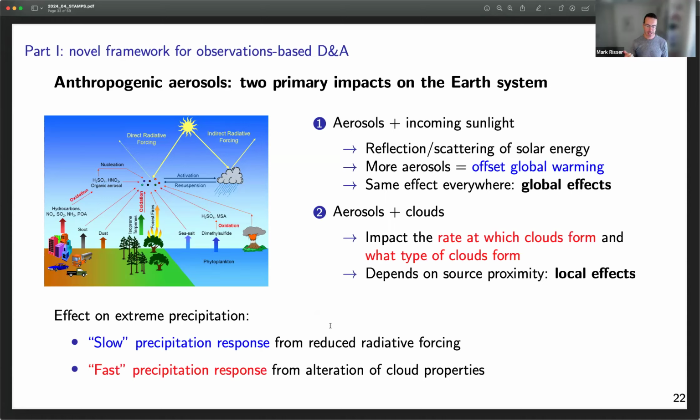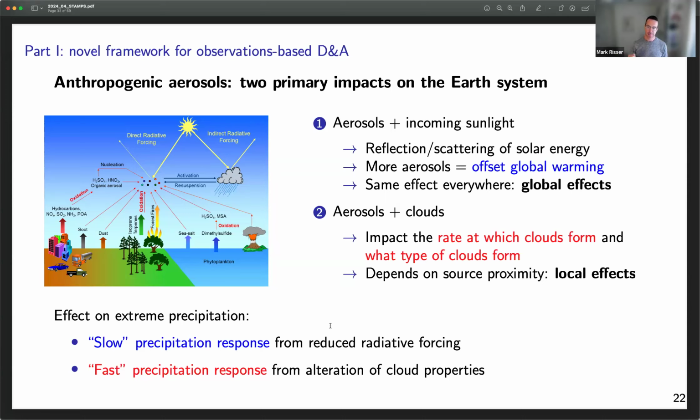The first one is what we would think of as a direct effect. As aerosols are emitted from the surface, they enter the atmosphere, and then they interact with the incoming sunlight. That happens via a reflection or a scattering of solar energy. So if there are more aerosols in the atmosphere, that serves to offset global warming, in the sense that it's sending off some of the solar energy that's coming in. This direct effect has more or less a similar effect everywhere; there's an overall global effect of how many aerosol emissions are in our atmosphere at a given time.